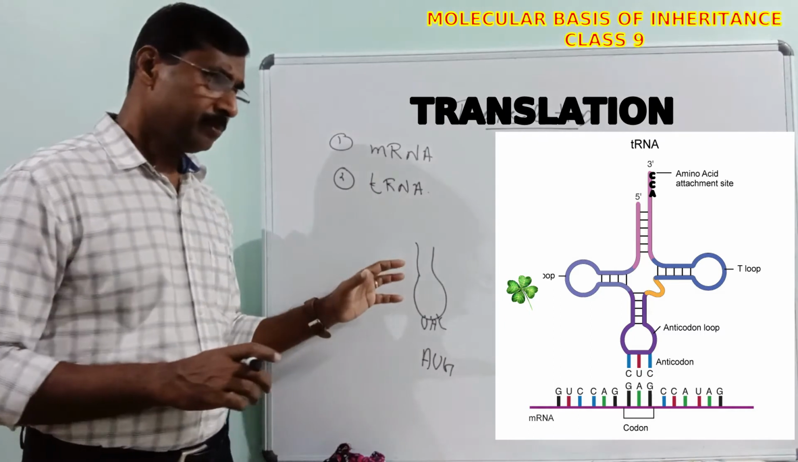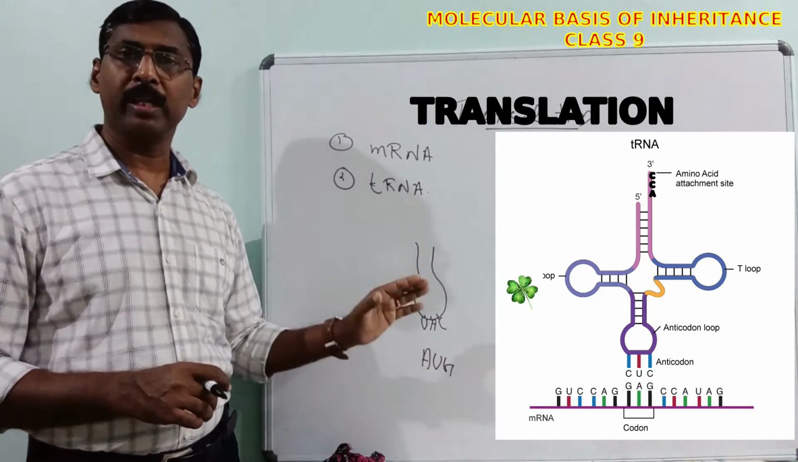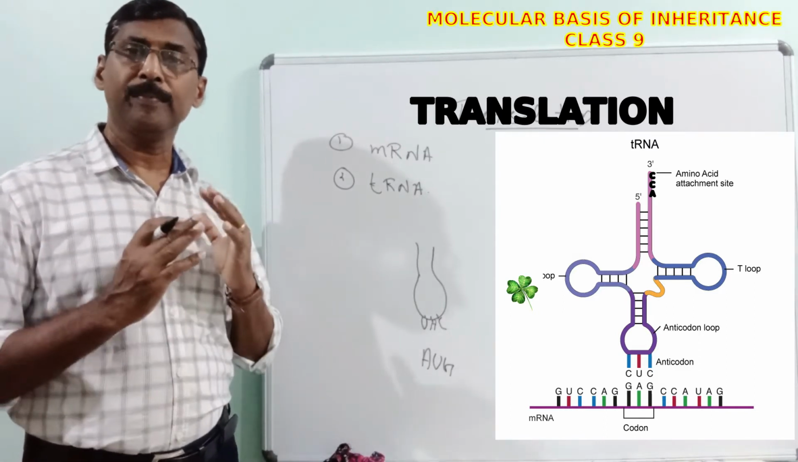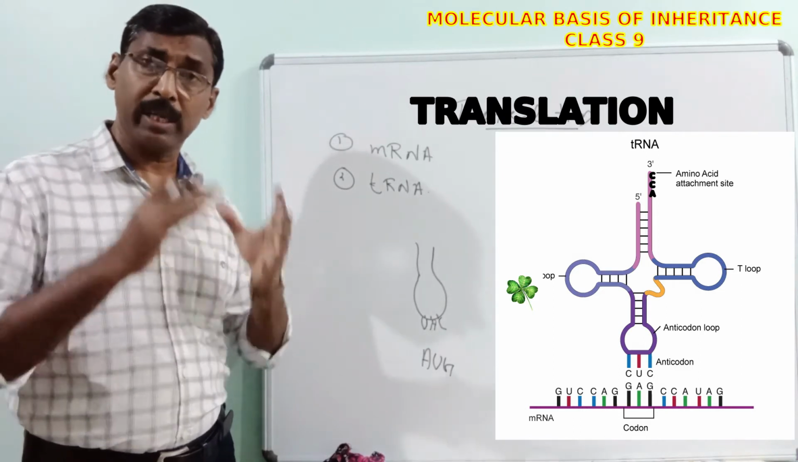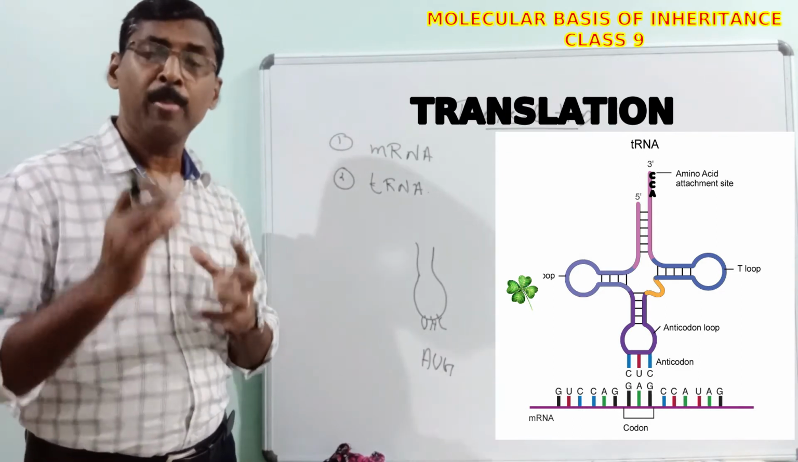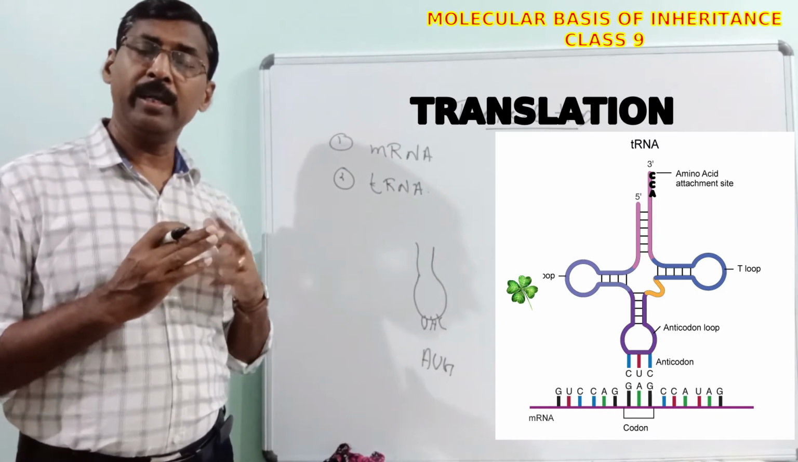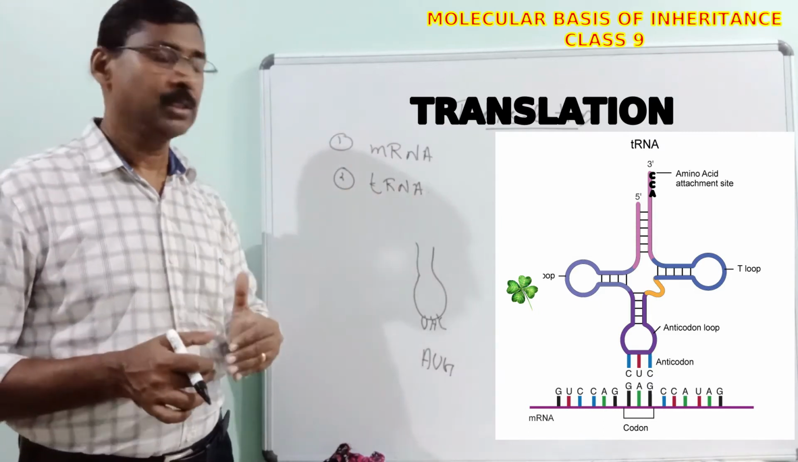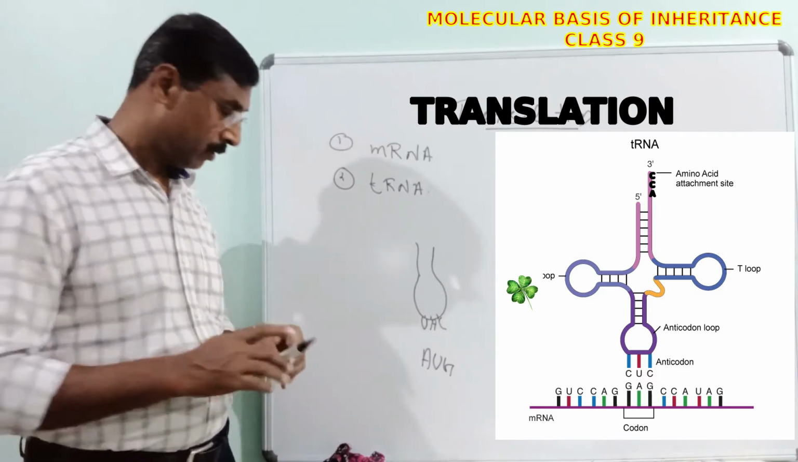So that's about the transfer RNA. The function of the transfer RNA is to combine with its own amino acid, because every transfer RNA has its own amino acid. So it combines with its own amino acid and carries the amino acid to the site of translation. So that is the function of transfer RNA.